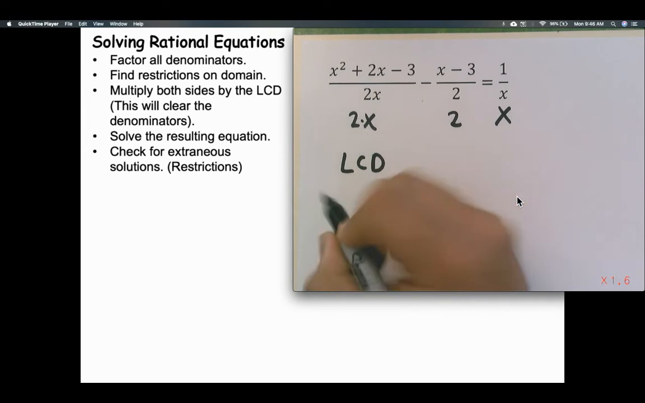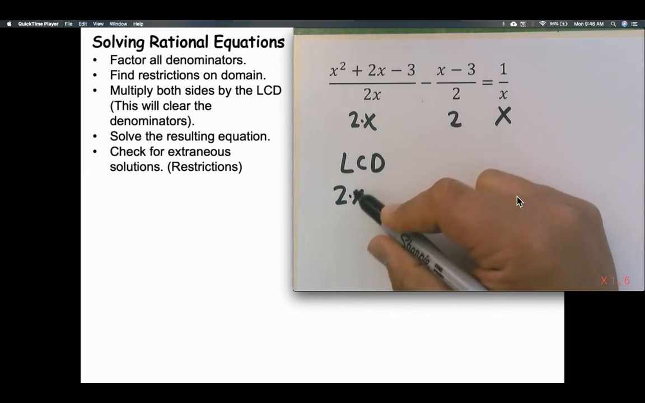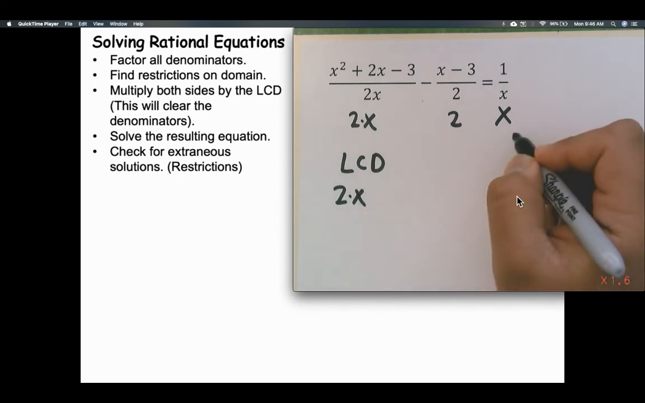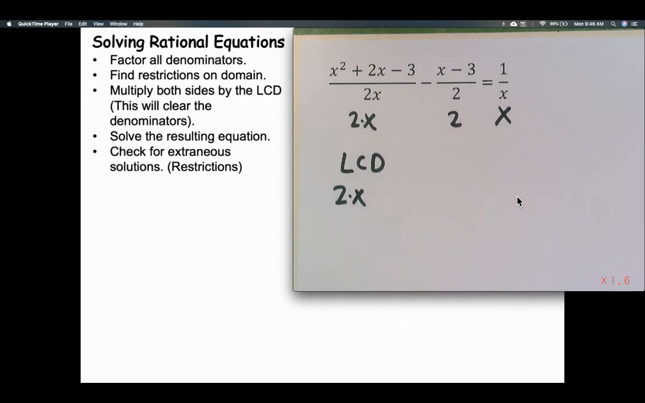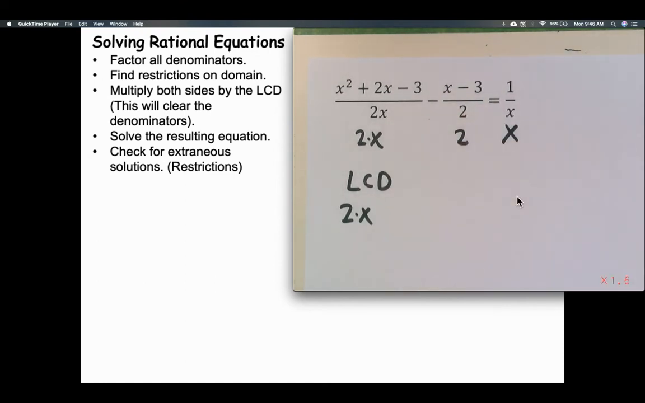I'm going to pull this first one, 2 times x. Pull from this one. I have a 2 there, and I already have my 2 here, so that factor is not needed. I have an x here. I already have an x, so my LCD is just a 2x. Okay, so here's what I'm going to do. I'm going to next find my restrictions.